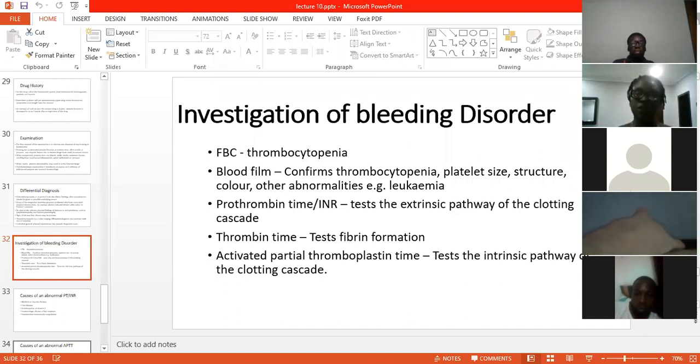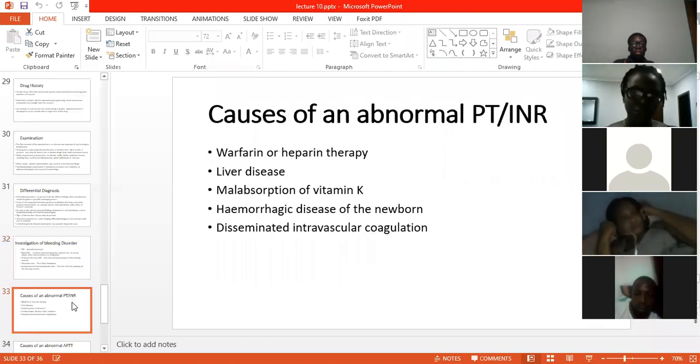Then you ask for your clotting tests. So prothrombin time, INR, will test the extrinsic pathway. And then activated partial thromboplastin time will check the intrinsic pathway. So these two will help you to determine where the problem is coming from. I don't know if you have done this in physiology, but maybe just quickly revise it so that you understand this better.